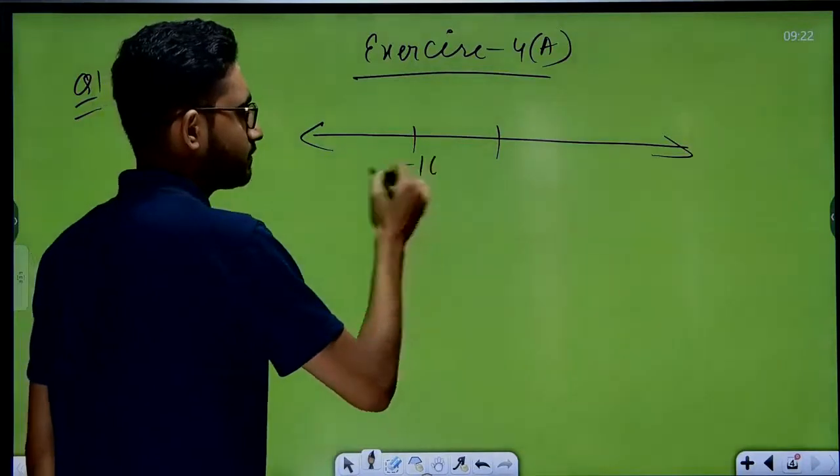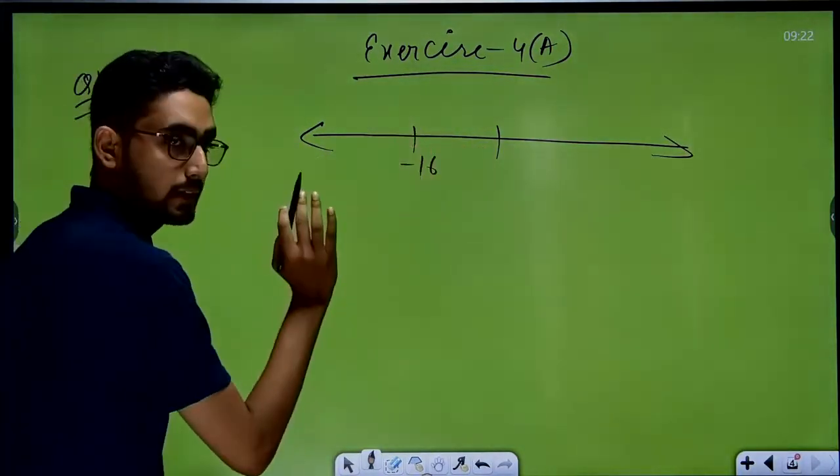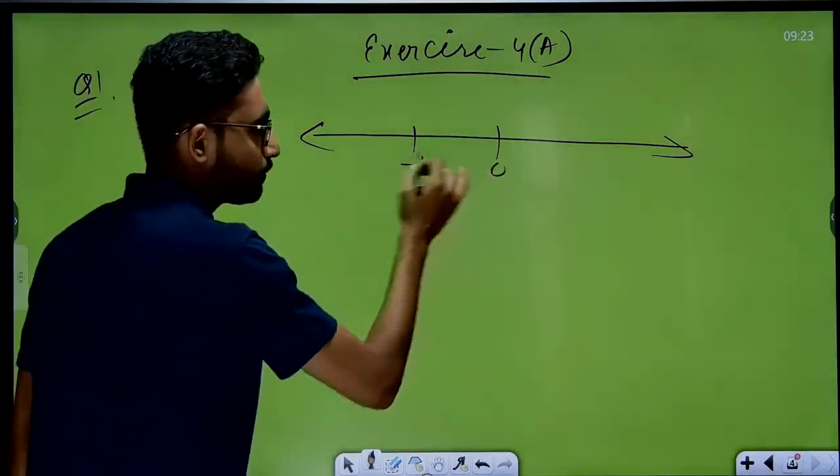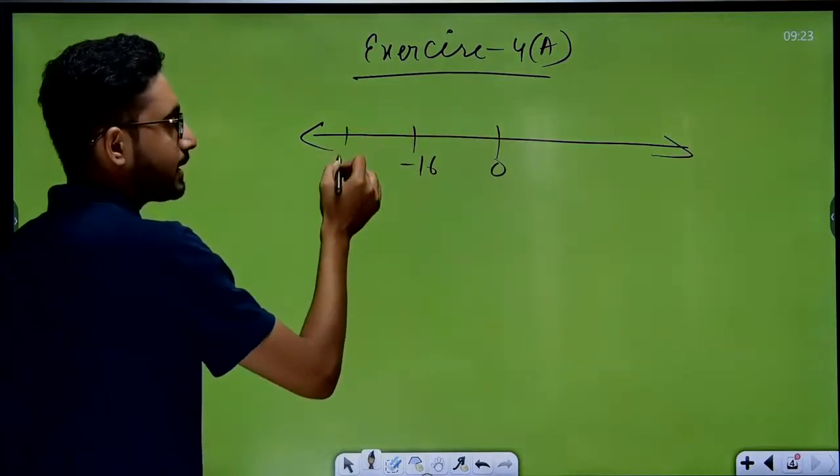Now this is minus 16. Suppose we consider this is minus 16, so minus 1, minus 2, minus 3, minus 4, minus 16. Consider this is 0. And minus 20, tell me, which side will it be?